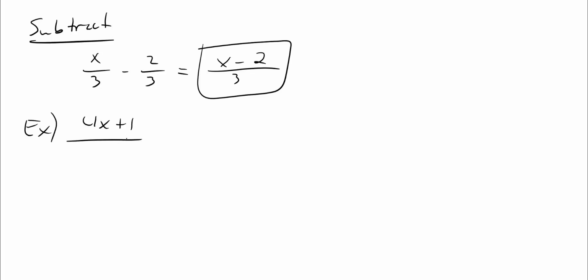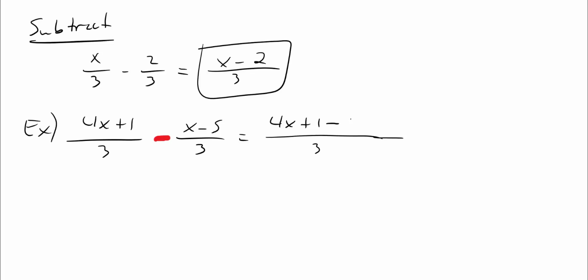4x plus 1 over 3 minus x minus 5 over 3. Okay, so really what I'd like you to do is, let's write it out. I'm going to write the whole thing out. 4x plus 1, right? It's all, first of all, it's all over 3. But this is the number one mistake, guys. Okay, because this is a negative here, what I want you to do is it's minus that whole fraction. So it's minus parentheses x minus 5.